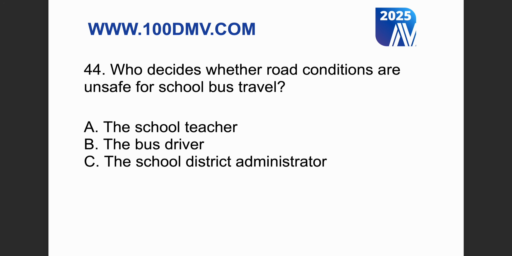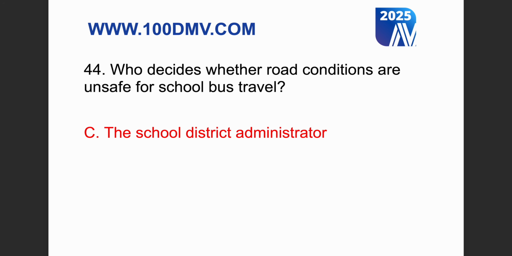44. Who decides whether road conditions are unsafe for school bus travel? A. The school teacher. B. The bus driver. C. The school district administrator. Correct answer, C. The school district administrator.